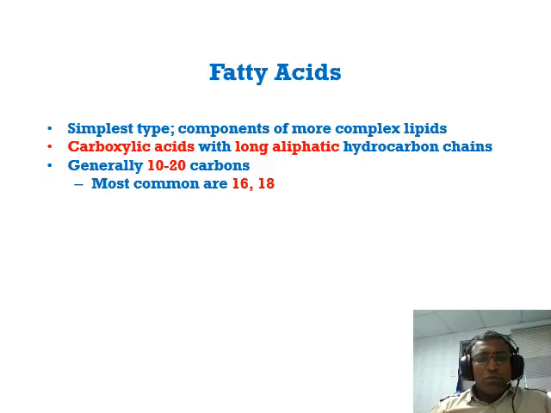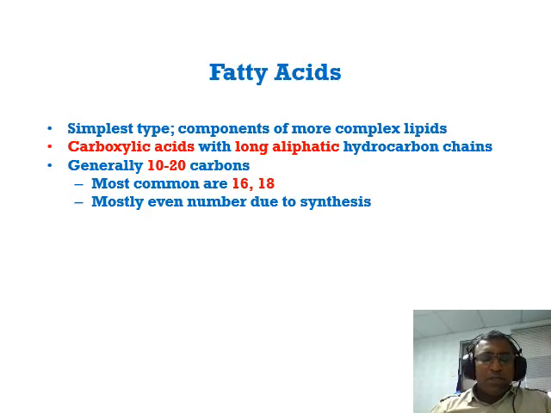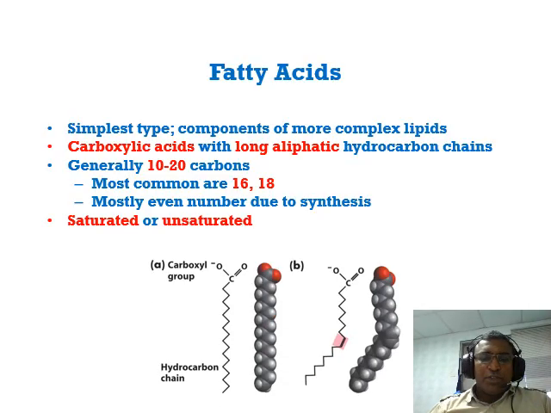And then you have the most common ones, palmitic acid, 16 carbon, stearic acid, 18 carbon. Mostly even numbers like 16, 18, 20, but there are also odd chain fatty acids in nature. So here is shown the diagram of the saturated as well as unsaturated. The unsaturated basically has the inclusion of one or more double bonds, and because of the double bond it will bend, and this bending is referred to as kinks.